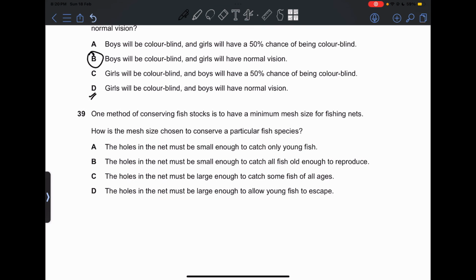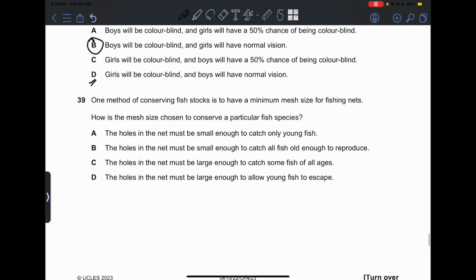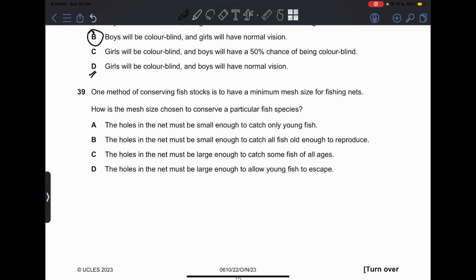39, one method of conserving fish stocks is to have minimum mesh size for fishing nets. How is the mesh size chosen to conserve a particular fish species? A says the holes in the net must be small enough to catch only young fish. So this is not actually conservation. You're actually reducing the population, because the young fish should grow up and increase the population size by again producing a reproduction again.